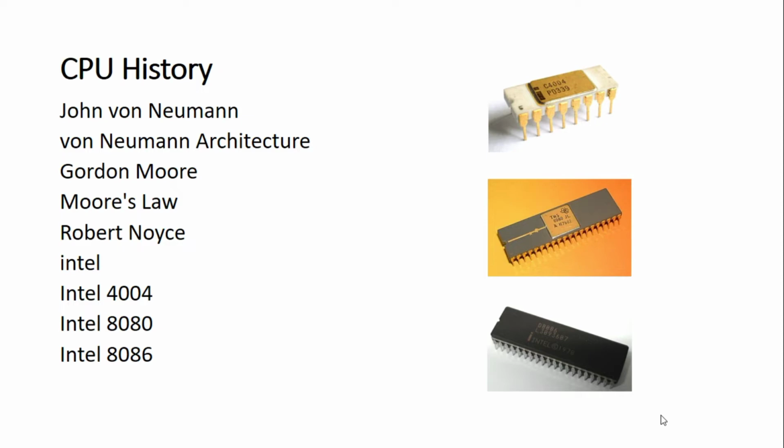Then, in 1971, the Intel 4004 was invented. It is the first single-chip microprocessor. Then, the Intel 8080, a second 8-bit microprocessor, was released in the year 1974. And the Intel 8086, a 16-bit microprocessor, was released in the year 1978, and it's still used up to now in embedded systems.